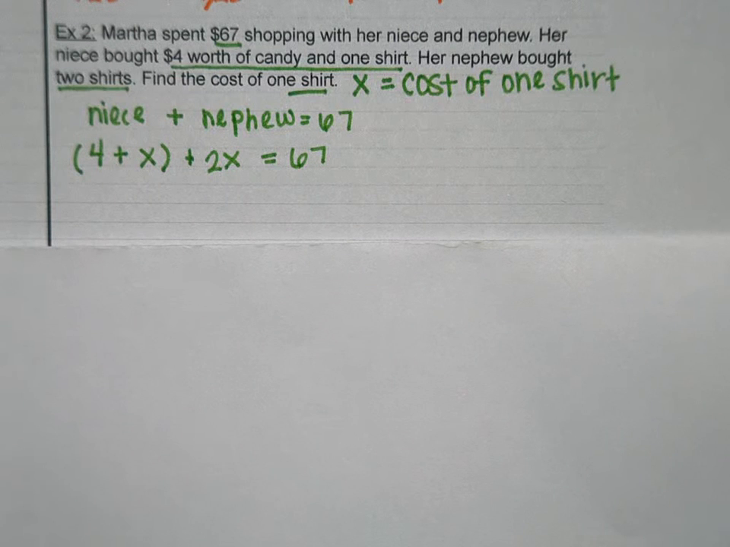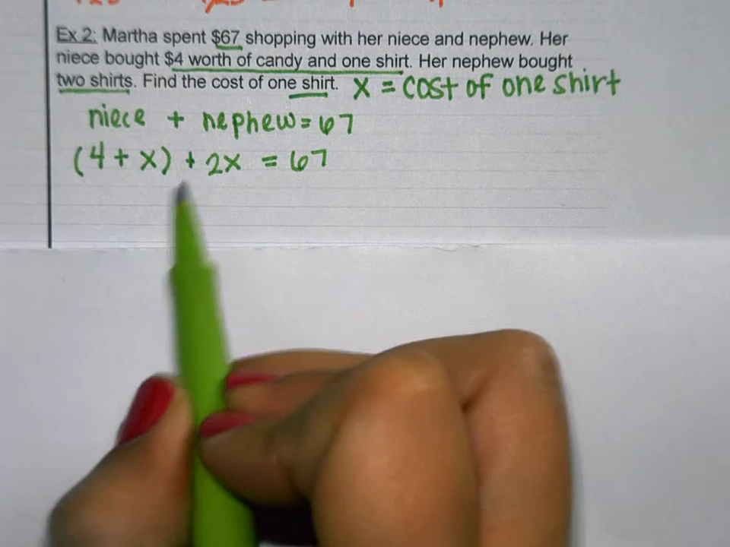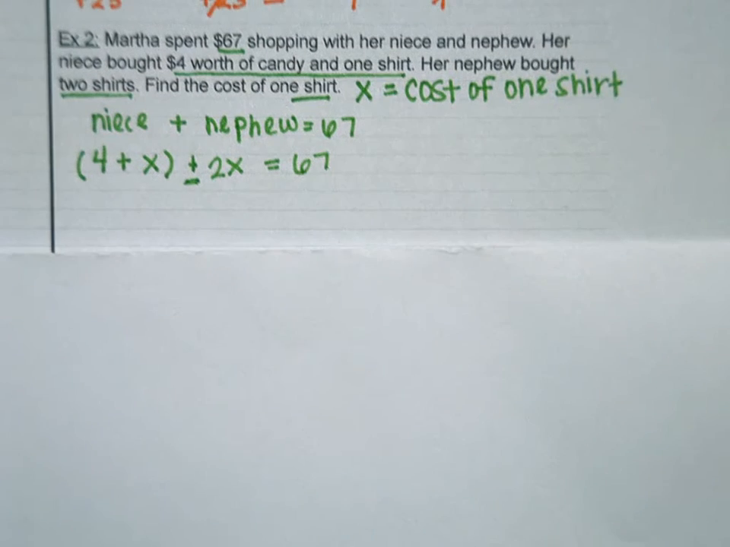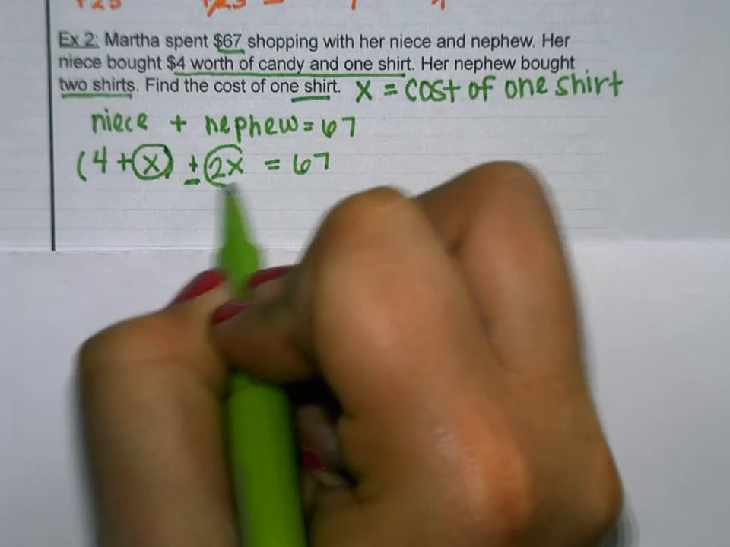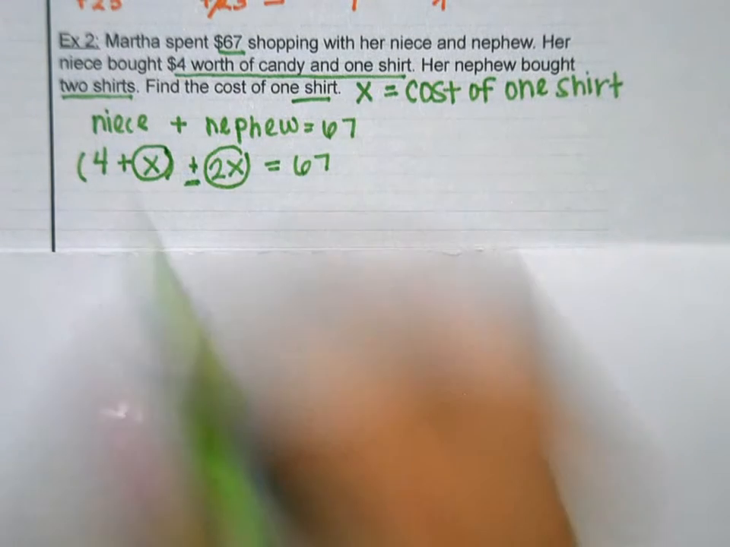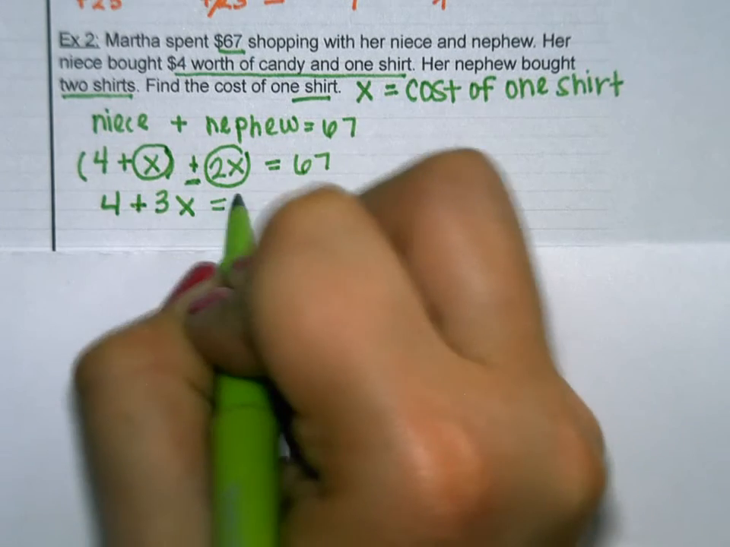So following our steps, we don't have any decimals or fractions in this problem. And we also don't have distributive property, because even though 4 plus x is in parentheses, it's just being added to the 2x. So there's no multiplication here. So we can go straight into combining like terms. I see an x and a 2x. So that's going to give me 4 plus 3x equals 67.